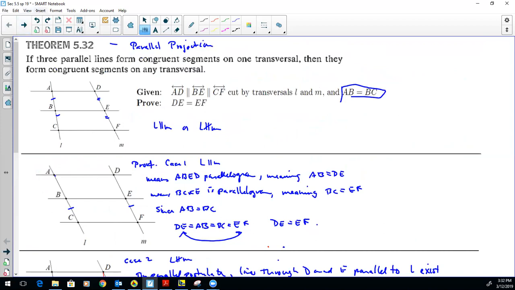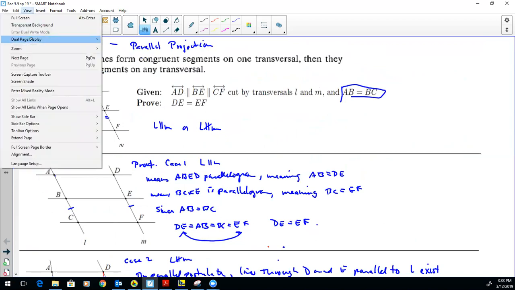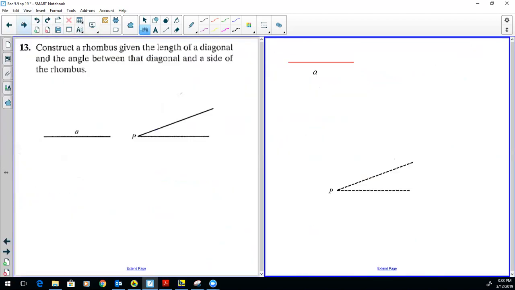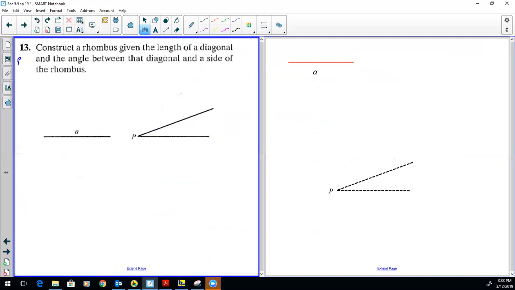Okay, I wanted to do now one example from the book. This is number 13 on page 285. Construct a rhombus given the length of a diagonal and the angle between that diagonal and the side of the rhombus.